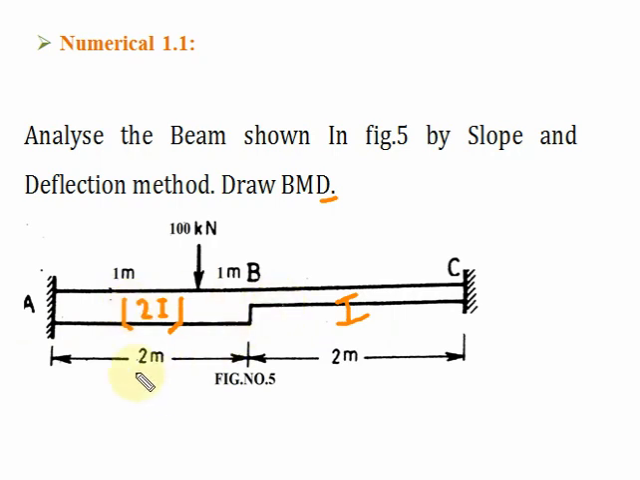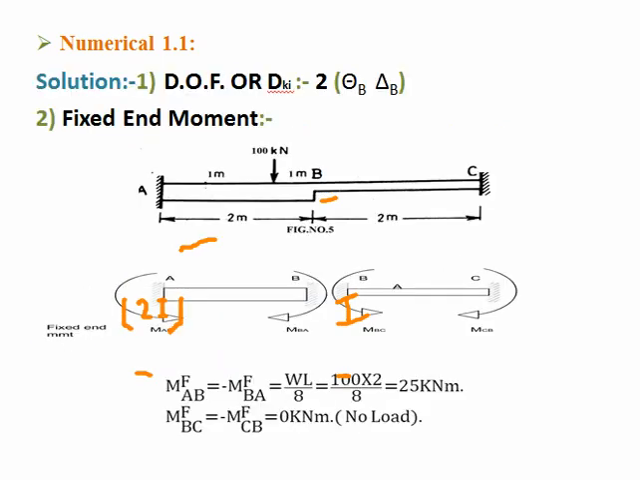AB is of 2 meter in length, supporting a point load of 100 kN at mid span. On BC there is no load and the length of BC is 2 meter. So according to the loading or moment coming on the member, the cross section of a member may vary. Such a varying cross section member we call a non-prismatic member. Now this problem we have to solve by slope deflection method.